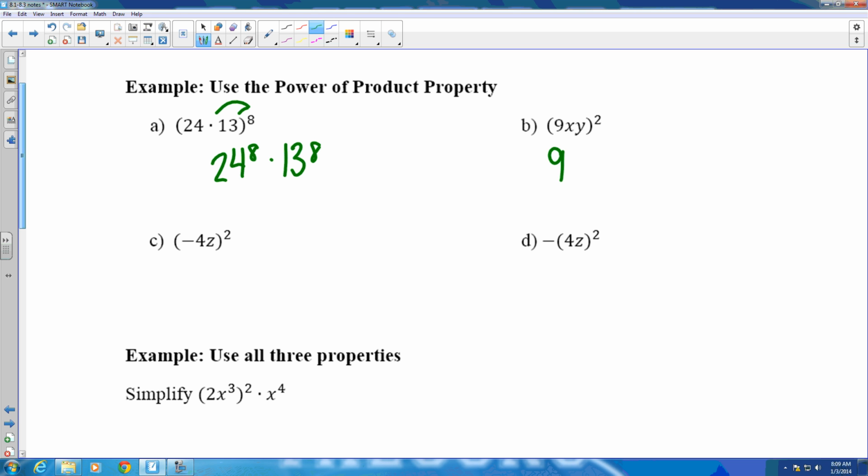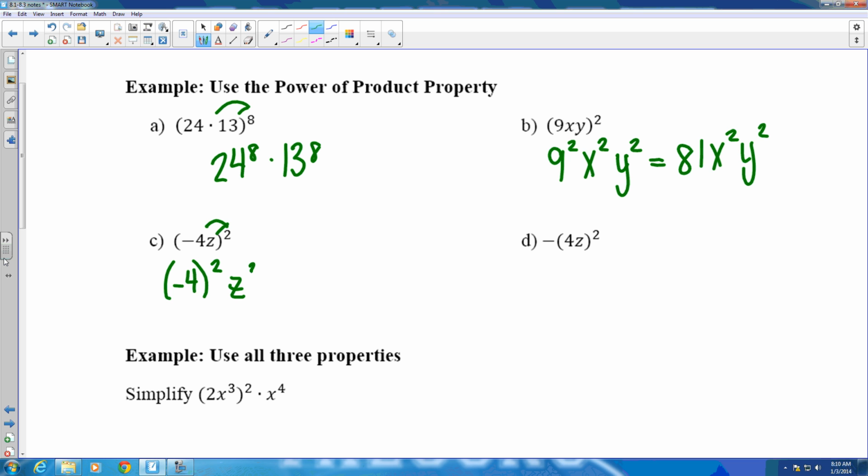B, 9 squared times x squared times y squared. In the case like this where you have variables and numbers, it might be nice to simplify just the number part of it. So 81 x squared y squared, as long as it's not going to be a huge number like 13 to the 8th, we're not going to actually want to distribute that. C, so the negative just goes with the 4, doesn't go with the z also. So when we distribute that squared, that's negative 4 squared times z squared. And similar to b, we can actually figure out what negative 4 squared is, which is 16. And we can leave our answer like that.